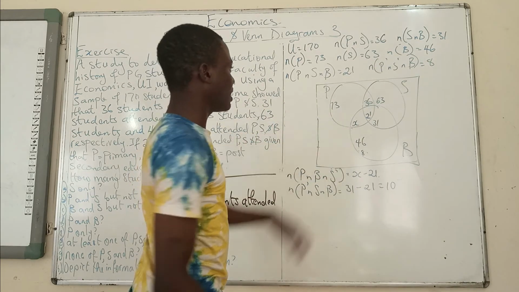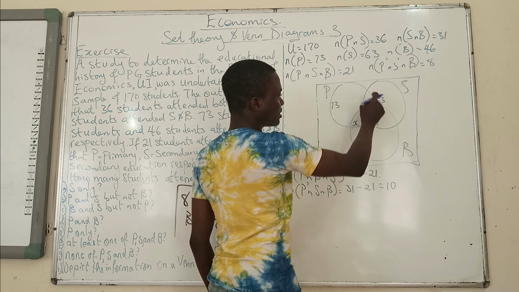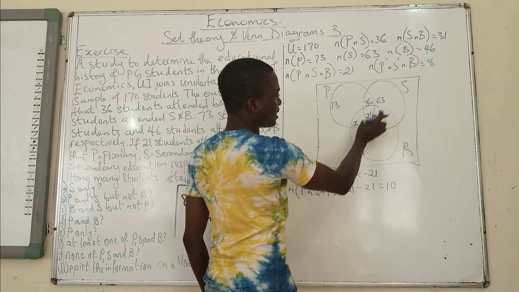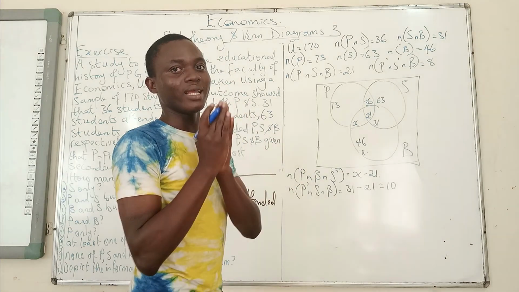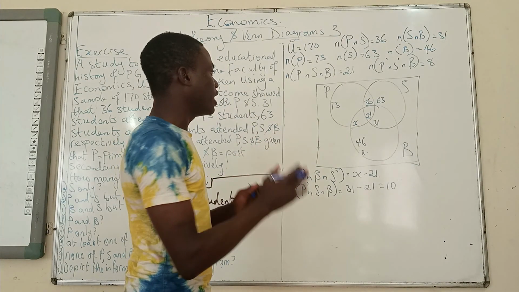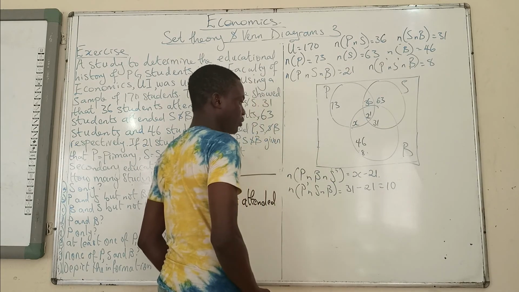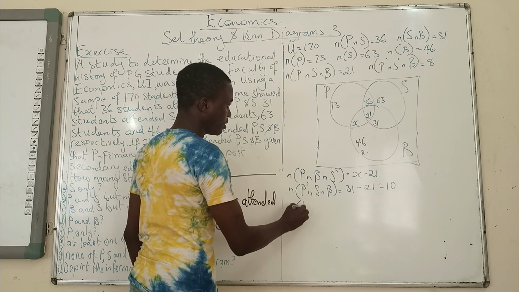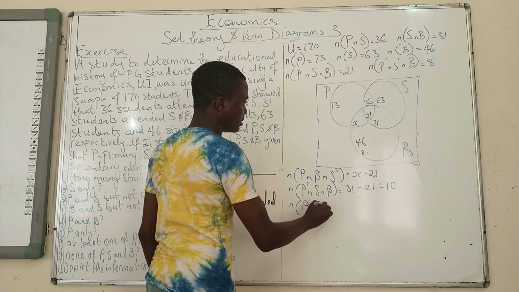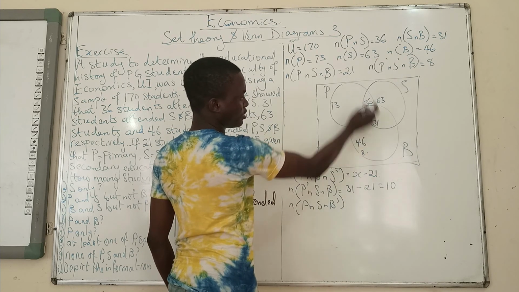Now we have 36 students attending P and S. But out of these 36 students, some of them are attending the 3 of them. Once you get the number of students attending P and S only, primary and secondary school only, it's going to be the value here minus the number of students attending the 3 of them. So we have cardinality of P intersection S intersection B prime. You know, this is not B, it is B prime.